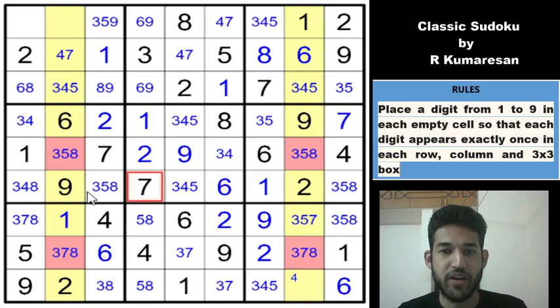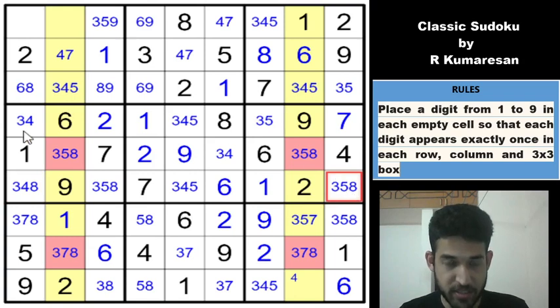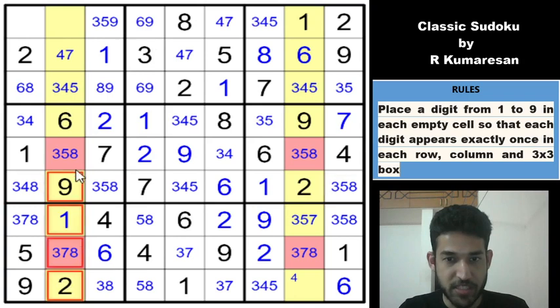1, 2, 6, 7 and 9, right? So 3, 4, 5, 8. 3, 4, 8, 3, 5, 8. I'm just seeing if I'm missing something here in the form of some digits which are to be eliminated. 1, 2, 6, 8, 9. So 3, 4, 5, 7.